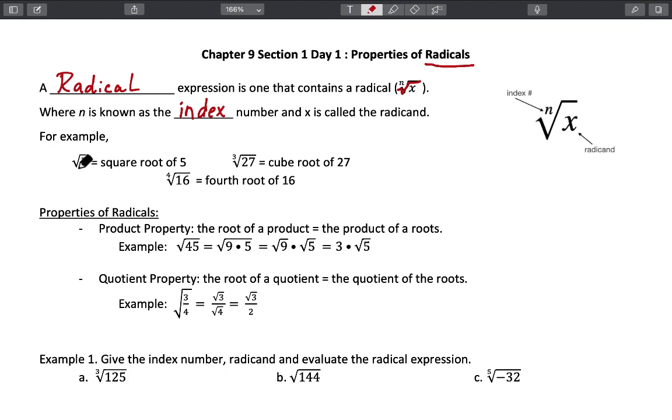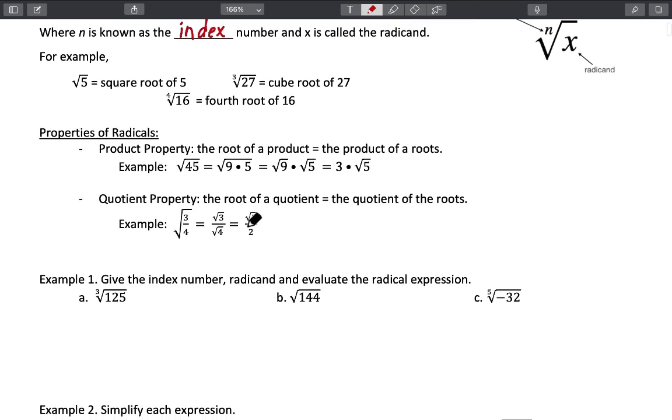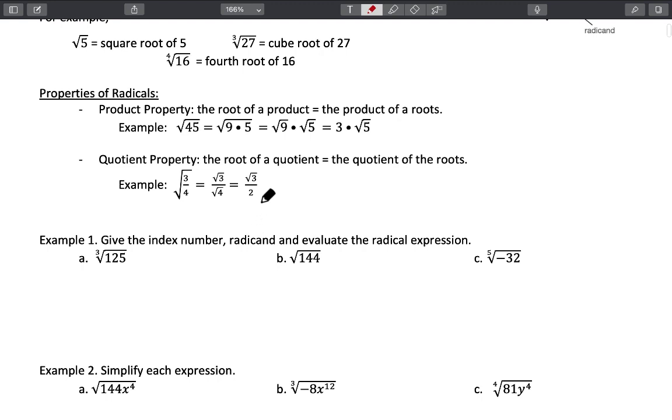For example, the square root of 5. Our index number here, 2, is not written. Whenever we're taking the square root, we don't need an index number. We have the cube root of 27, so our index number there is 3 and our radicand is 27. Or we have the fourth root of 16, our index number is 4, our radicand is 16. Radicals have properties just like exponents do.